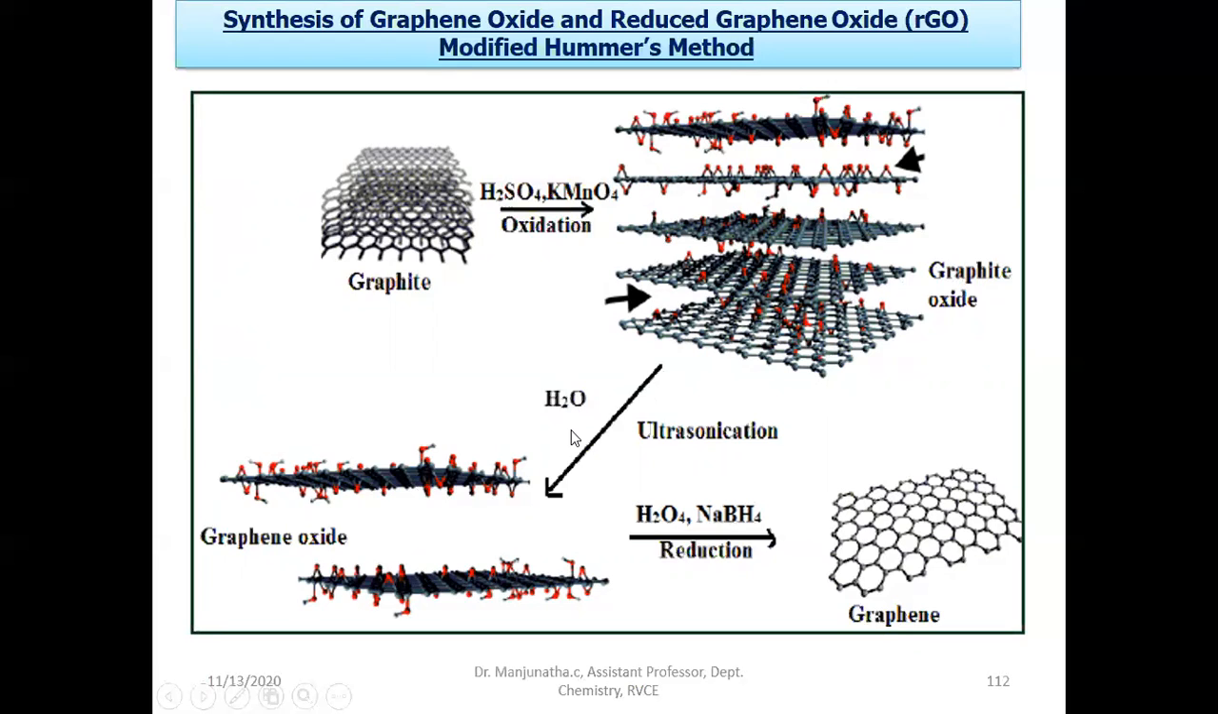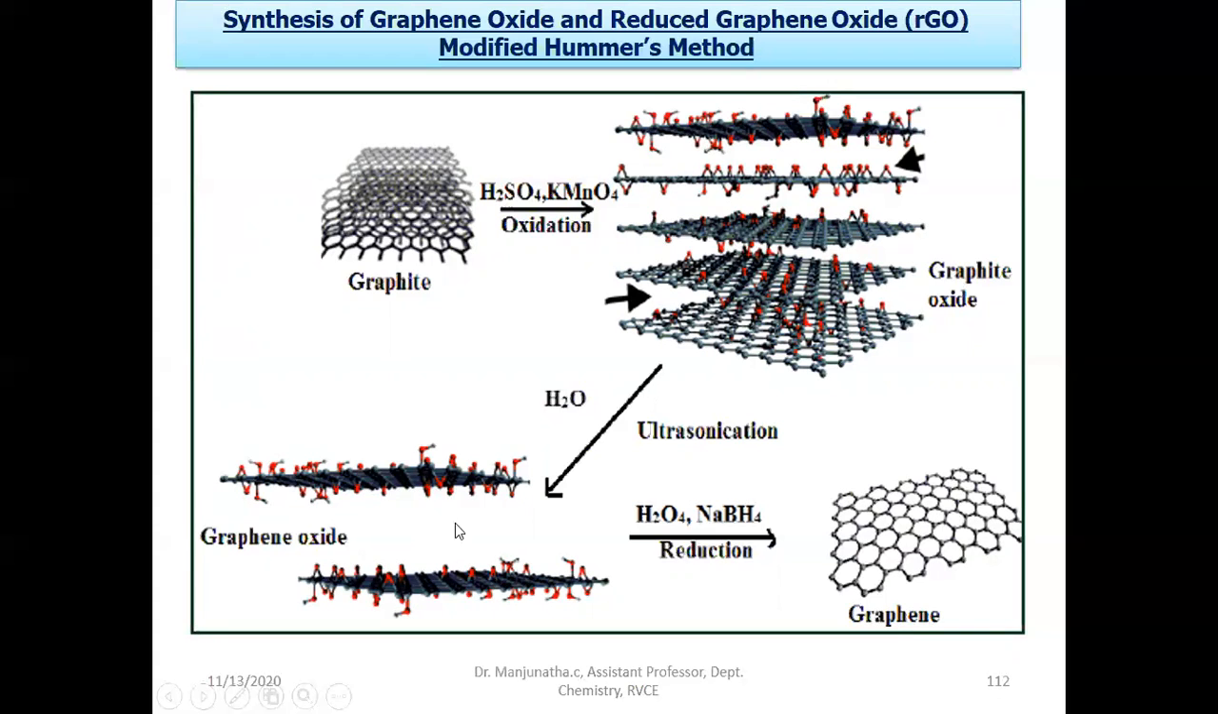After ultrasonication in water medium, a polar solvent, they get separated. All the layers are separated, but each layer has oxidized carbon atoms, meaning it is rich in carboxylic acid groups as well as epoxy groups. This is not graphene. So this is the second step, the ultrasonication.